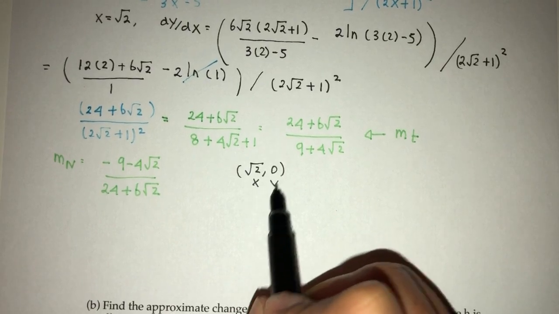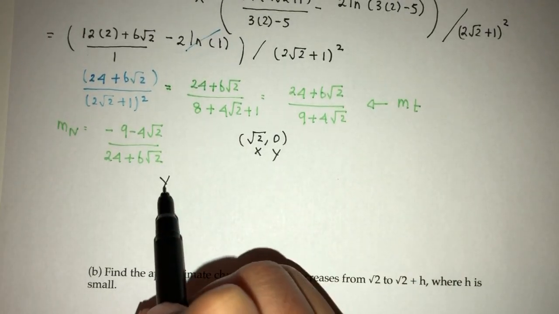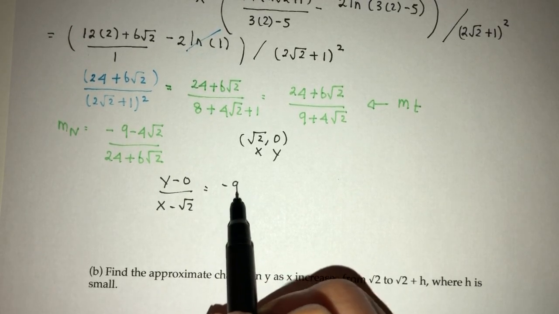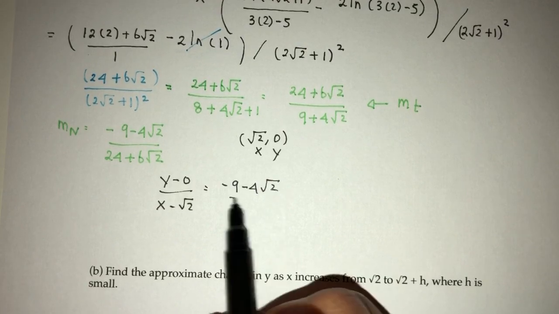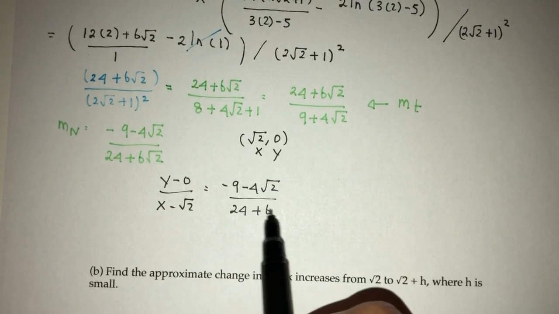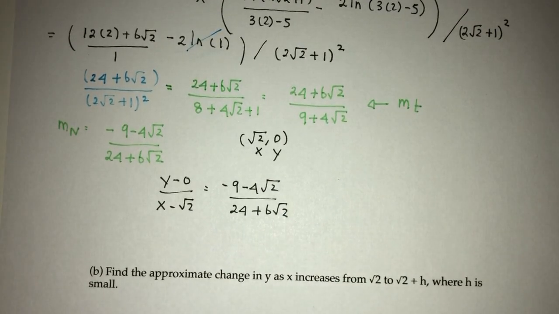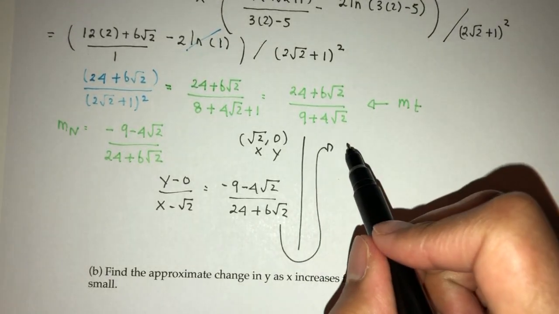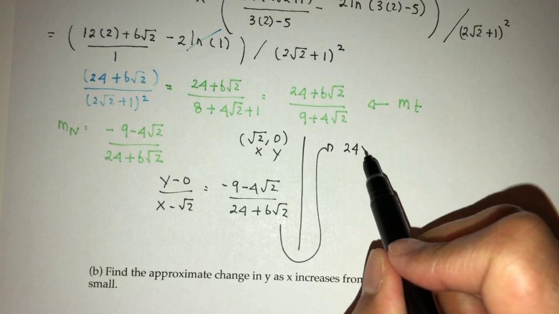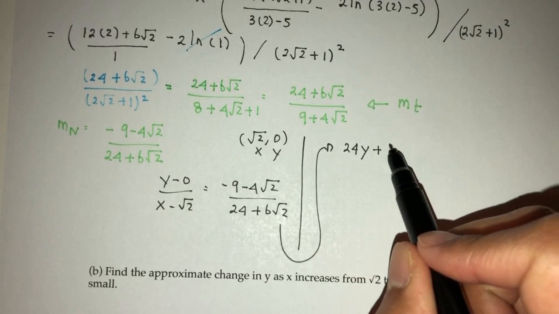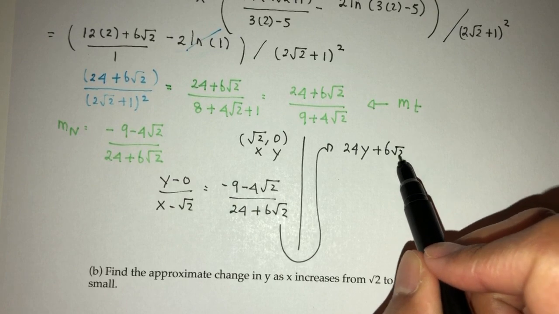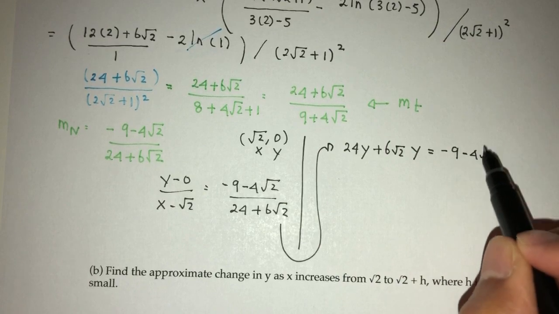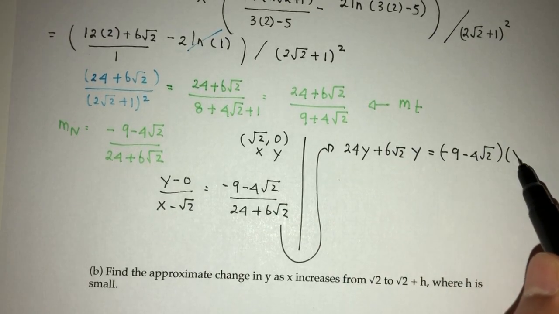That will be x, y. So we have y minus 0 over x minus root 2 equal to minus 9 minus 4 root 2 over 24 plus 6 root 2. So now we have to cross multiply. You will have 24y plus 6 root 2 y equal to minus 9 minus 4 root 2 times this value.